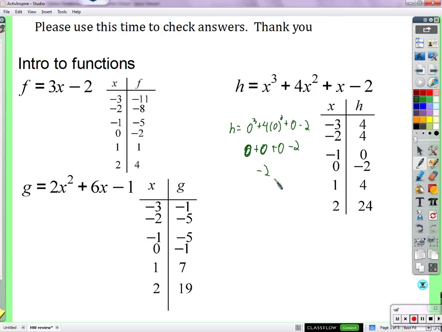Zeros, when we start to use these functions more and more throughout this year, 0 is nice to plug in because that's going to be 0, 0, 0. The only thing that's left is anything that's not multiplied by an x, because x is 0 in that case. Any other questions? You guys feel like you got it? Okay.